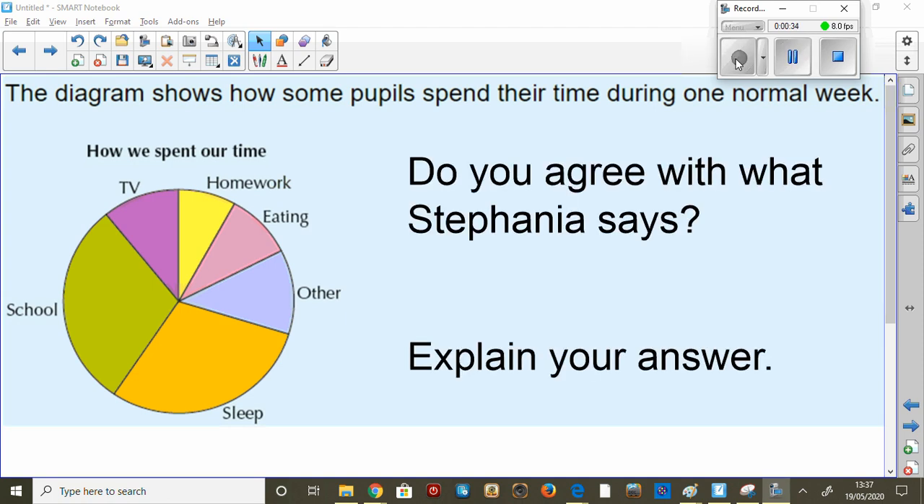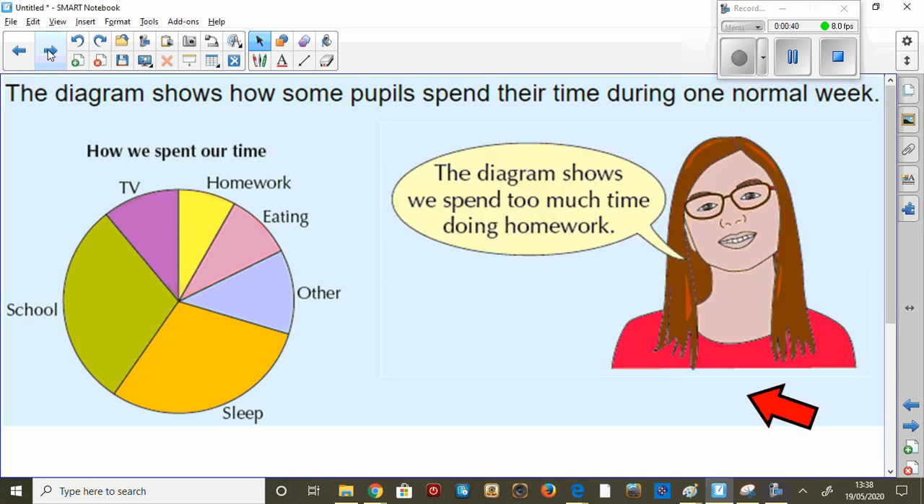Do we agree with what Stefania says? And we've got to explain our answer. So what does Stefania say? The diagram shows we spend too much time doing homework. Well, this is a subjective question. There's the homework that we do, but if you look during an average week, more time is spent on TV. So perhaps it's not that fair a statement to make.